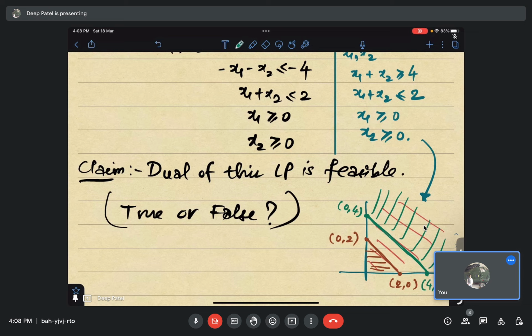I'm just checking if they have any typos or not, because they seem to be getting a different answer. Yeah, true. Minus x1 minus x2 is equal to 4.